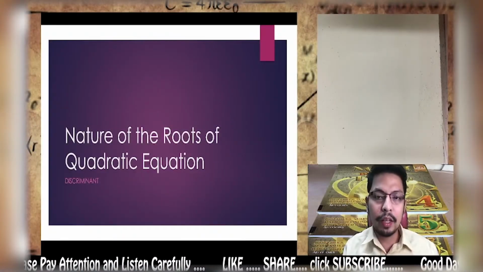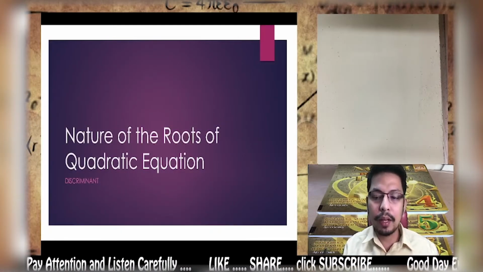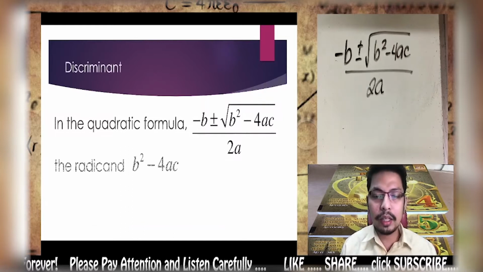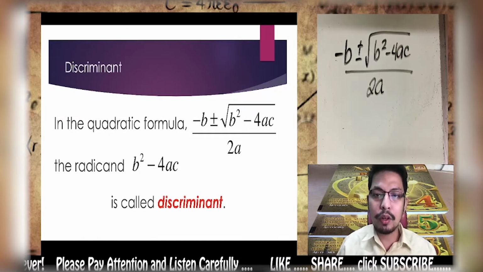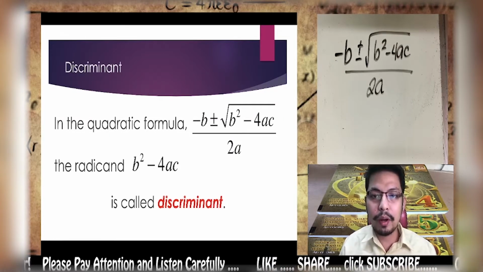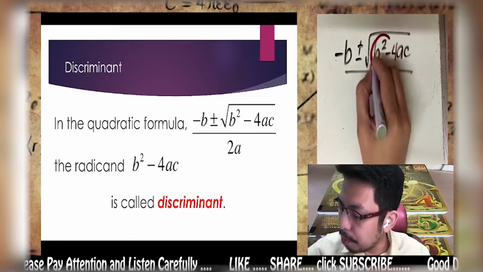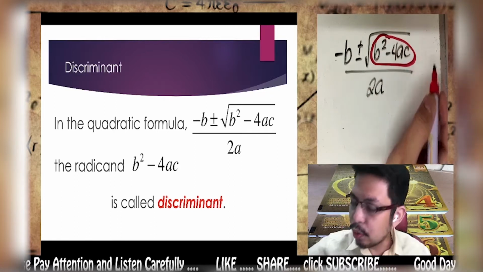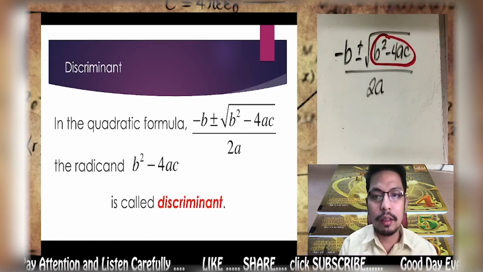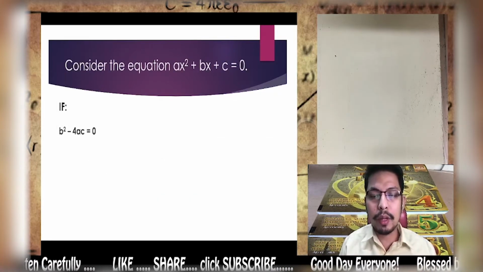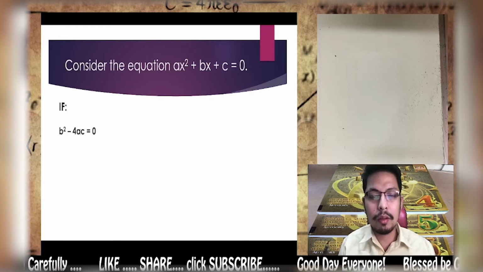Nature of the roots of quadratic equation and how to get the discriminant. In the quadratic formula, negative b plus or minus the square root of b squared minus 4ac all over 2a, the radicand b squared minus 4ac is what we call the discriminant. Consider the equation ax squared plus bx plus c is equal to 0.